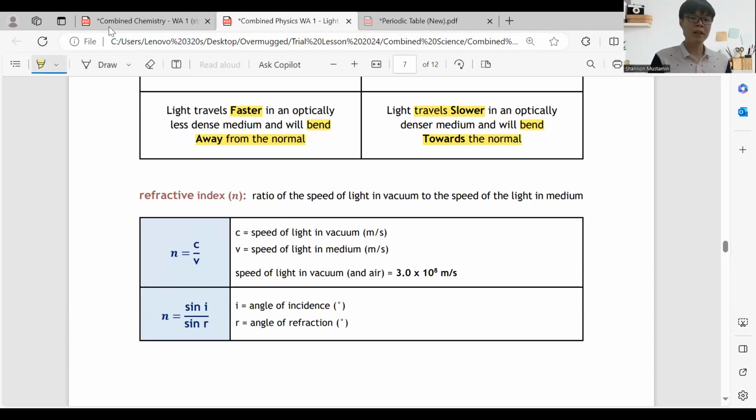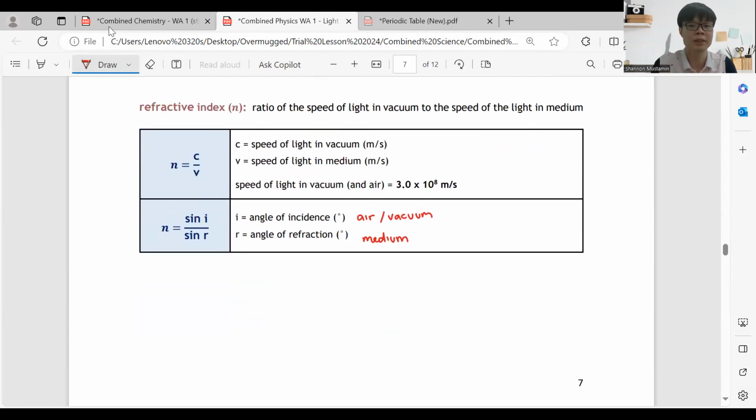Okay. You have n equals sine i over sine r. This formula that school states is actually incomplete or oversimplified. This angle of incidence should be in air, or vacuum. That's very important, because sometimes your calculator gives an error. It's because school teaches an incomplete formula. Only the pure students will learn the complete one. But to simplify things, angle of incidence is always in air or vacuum. Angle of refraction is always in the medium. In other words, numerator is always the angle in air, denominator is always the angle in medium. Later you'll see how this works.